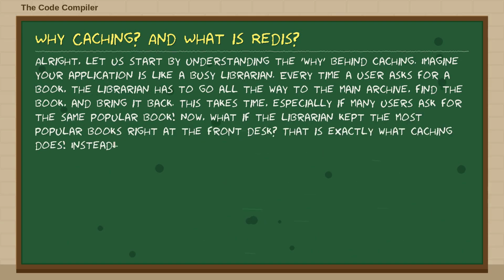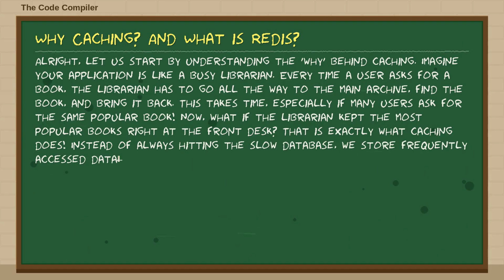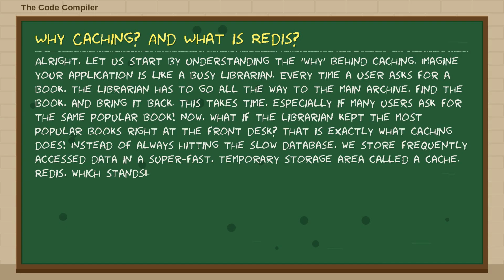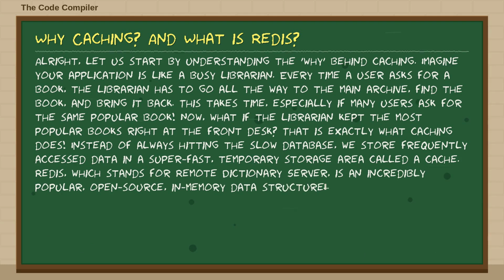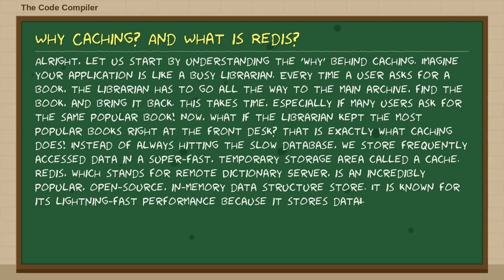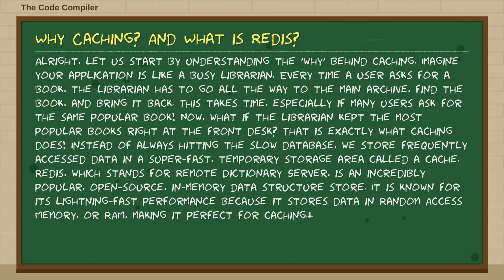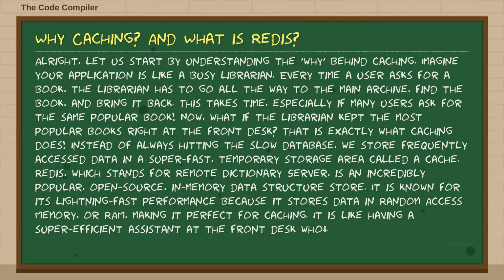Instead of always hitting the slow database, we store frequently accessed data in a super-fast, temporary storage area called a cache. Redis, which stands for Remote Dictionary Server, is an incredibly popular, open-source, in-memory data structure store. It is known for its lightning-fast performance because it stores data in random access memory, or RAM, making it perfect for caching. It is like having a super-efficient assistant at the front desk who can instantly retrieve those popular books.